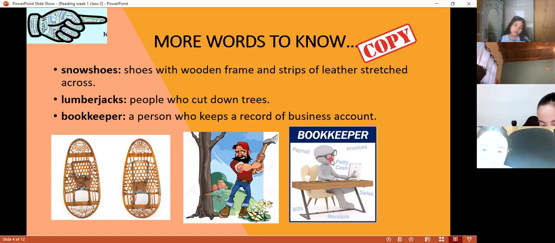And bookkeeper, that is the last definition. It's a person who keeps a record of a business account. A bookkeeper is going to have the cash, the bills, all the information about money and about what is related to the business account. That's why it's considered a bookkeeper, because they have all the sensitive, important information about the business.